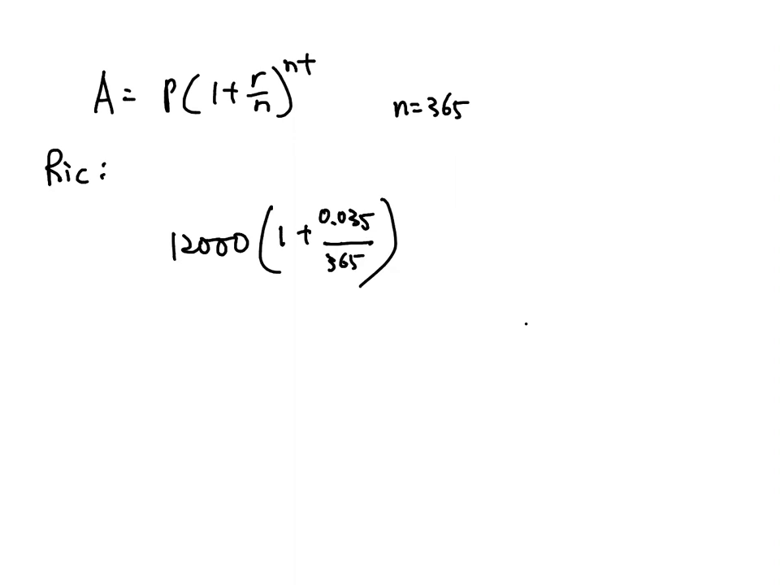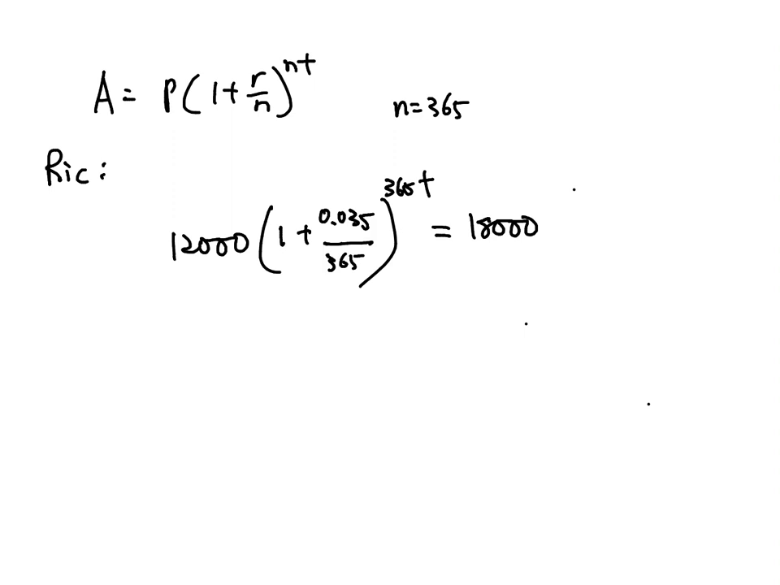Now what else do we know? We don't know how long it's going to take, which means we have no idea what t is, but at least we know 365 is the n. So we'll have 365t here. And hopefully by when this is all said and done, we should have $18,000. Ric Flair should have $18,000 by the time this is all said and done.